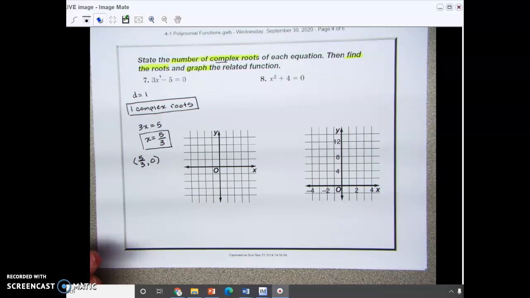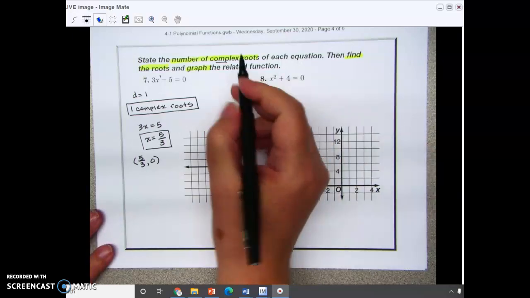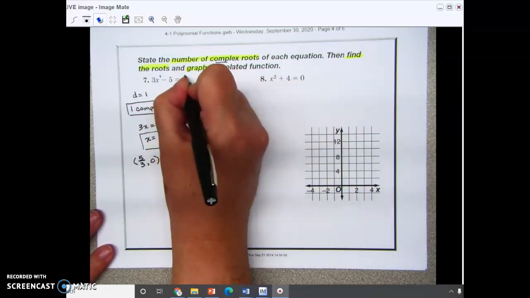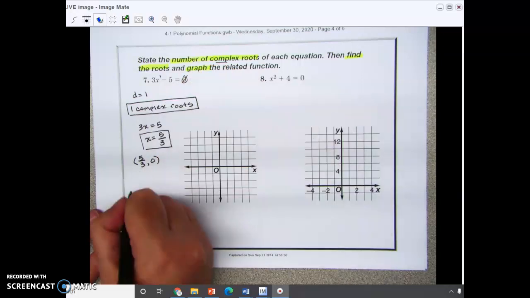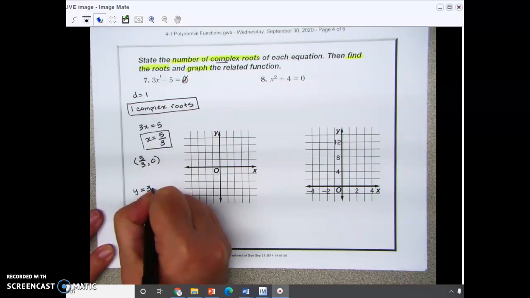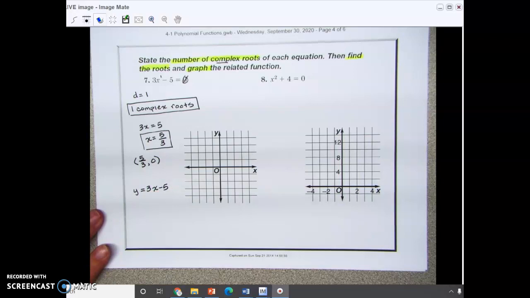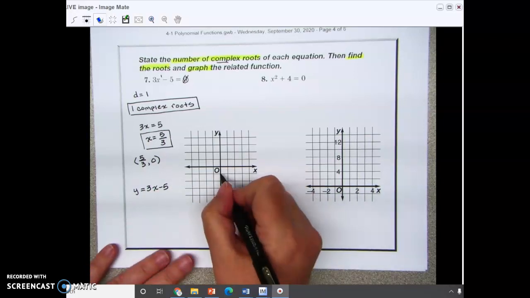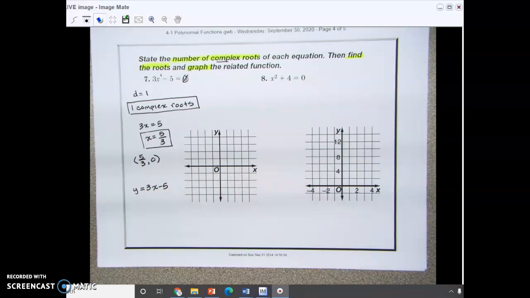Then the last thing says graph the related function. So what we're going to do to graph it is, instead of putting 0 here, we're going to put y. So we're going to say y is equal to 3x minus 5. So I have an intercept at -5.